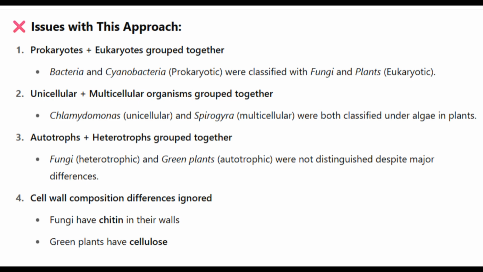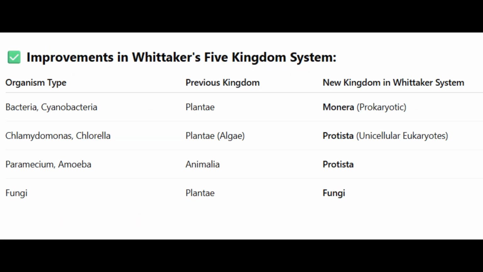Improvements in Whittaker's 5-kingdom system. Organism type, previous kingdom in Whittaker system. Bacteria, cyanobacteria, previous kingdom Plantae, new kingdom Monera, prokaryotic. Chlamydomonas, chlorella, previous kingdom Plantae, algae. New kingdom Protista, unicellular eukaryotes. Paramecium, amoeba, previous kingdom Animalia, new kingdom Protista. Fungi, previous kingdom Plantae, new kingdom fungi.